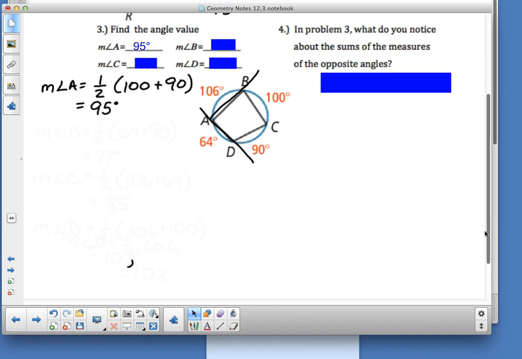Remember, this is about reading a diagram and applying a property. We have inscribed angles that are half as big as the arcs they intercept, or we have arcs that are twice as big as the angles intercepting them.